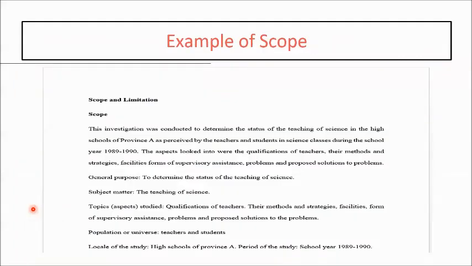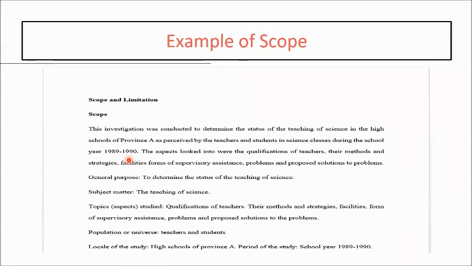Okay, so this is an example of scope of the study. As you can see here, ano yung mga diniscuss natin kanina, yung locale of the study, saan nakalagay, or sino yung mga respondents. So nakalagay dito, di ba? Determine the status of the teaching of science in the high schools of Province A. Where's the locale of the study? Province A. Okay? Kailan? Yung kanina, di ba, nakasulat doon yung duration. During the school year 1989 to 1990.